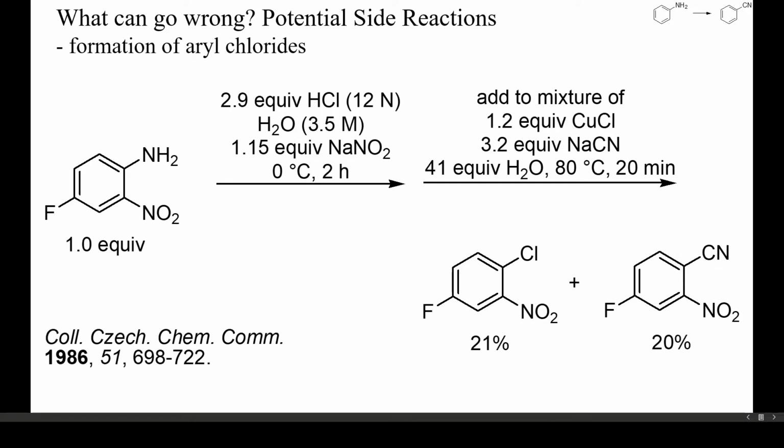This here is an instance where a large amount of aryl chloride was formed during Sandmeyer cyanation, probably because of the use of copper(I) chloride as precursor to copper cyanide. With sulfuric acid and copper sulfate, this problem could have been avoided.